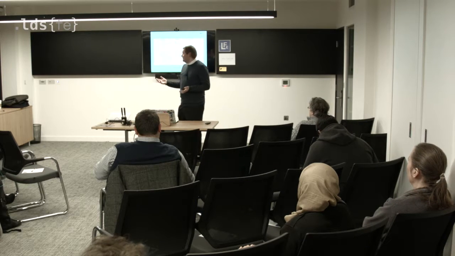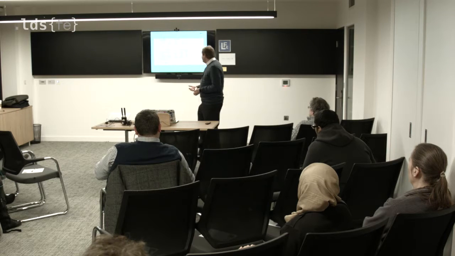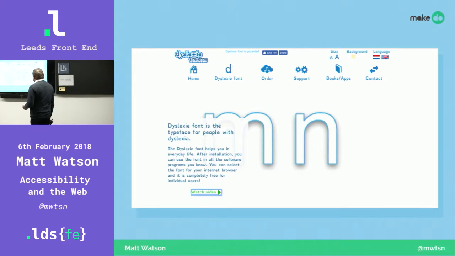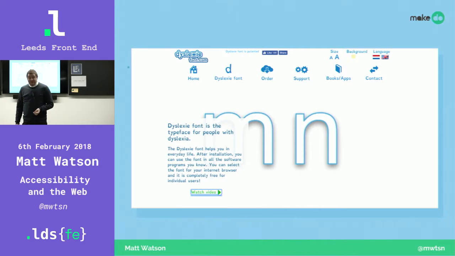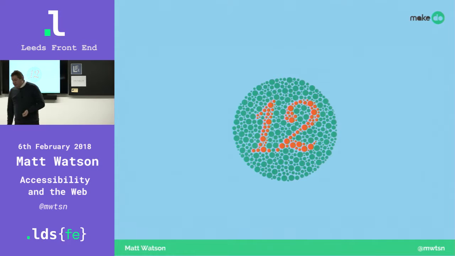Also, dyslexia, something I've got. So here's a lovely font called Dyslexia that adds weight to the bottom of characters so they don't float around. You can download it, and you can use it custom on websites if you have something like dyslexia.